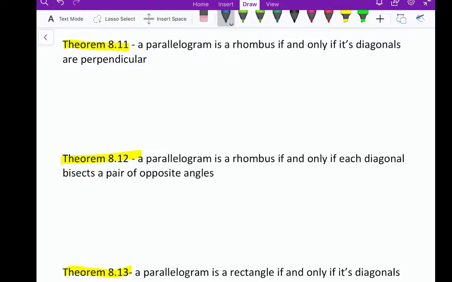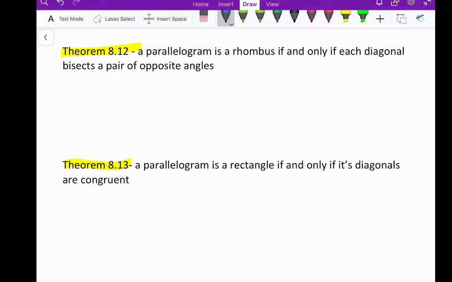All right, this theorem says that a parallelogram is a rhombus if and only if its diagonals are perpendicular. So in a rhombus, all four sides are congruent. It's a parallelogram. The diagonals are perpendicular. So that means that that diagonal and that diagonal intersect to form a right angle. That is true if it is a rhombus.